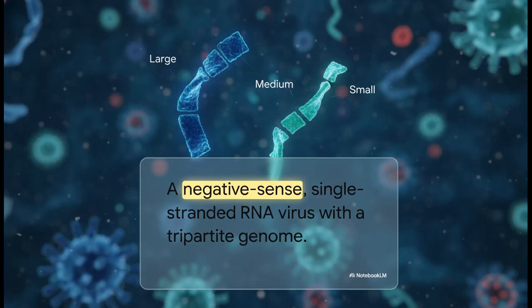Morphologically speaking, we're looking at an enveloped, roughly spherical virion, measuring somewhere between 80 to 120 nanometers in diameter. Tucked inside that envelope, it's a negative-sense single-stranded RNA virus with a really unique tripartite, or three-part, genome. It's kind of like a genetic puzzle. The large segment encodes the viral polymerase, the medium dictates the envelope glycoproteins, and the small segment encodes the nucleocapsid. Understanding this three-part structure is totally vital for us when tracking viral evolution and reassortment.